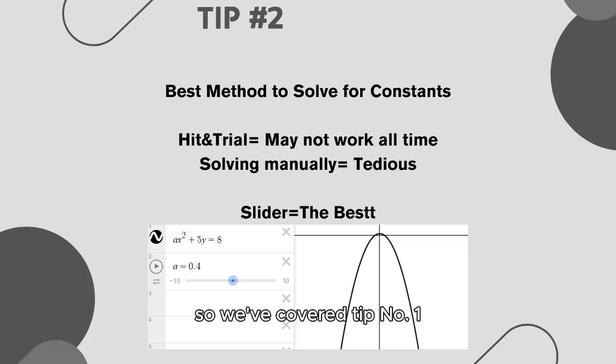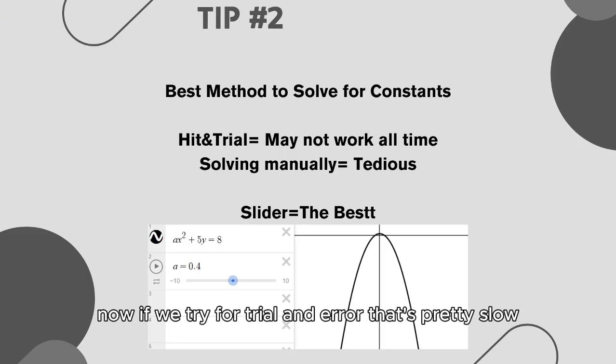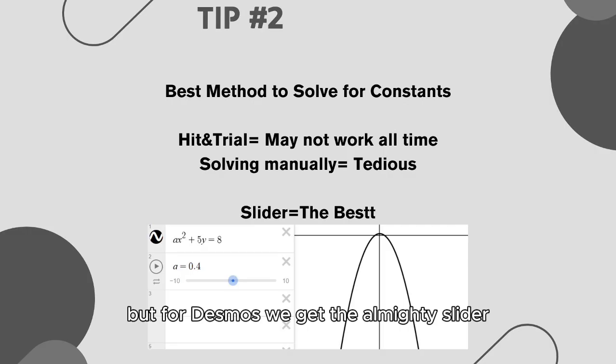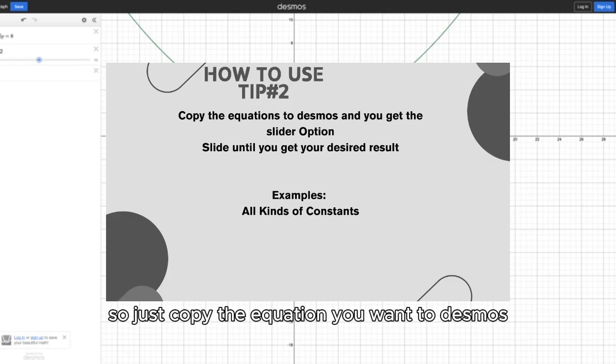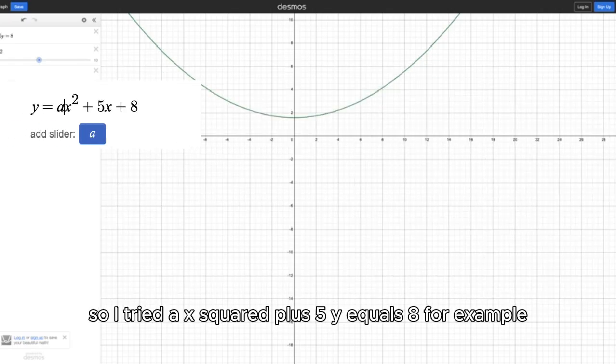So we've covered tip number 1. Let's talk about tip number 2. Here, we're going to try to solve for unknown constants. Now, trial and error is pretty slow, right? And if you solve manually, even slower. But for Desmos, we get the almighty slider. This thing is gold. Just watch this. So just copy the equation you want into Desmos. So I tried ax squared plus 5y equals 8, for example, right?